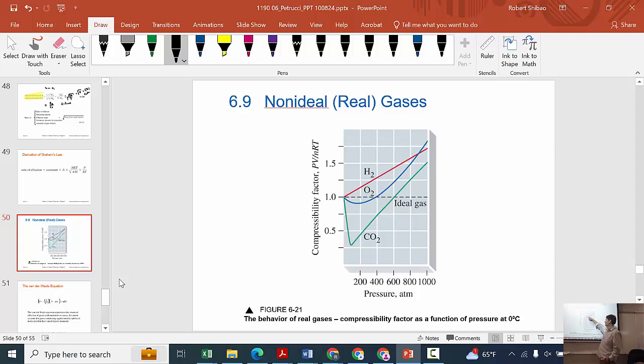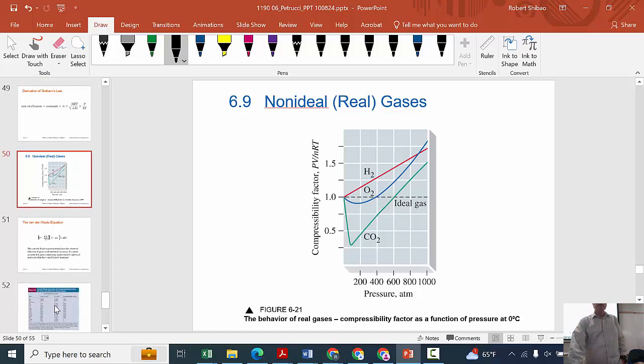Actually, we just look at the pressure in this case, or the compressibility factor. However, for oxygen and CO2, it drops, and so we get lower pressures than predicted. Hydrogen, we get higher pressures than predicted at higher pressures. And so what causes these deviations?